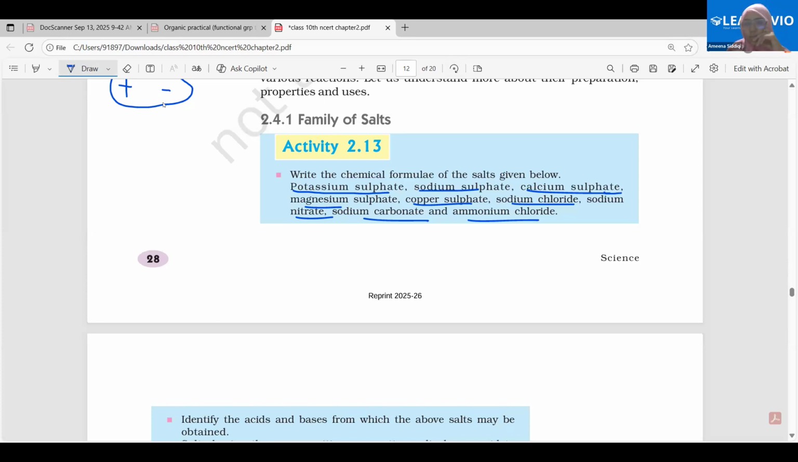Yes, all three of you have done it for potassium sulfate. Fine. Afshin, beta, turn on the camera. Saad, are you present in the class?